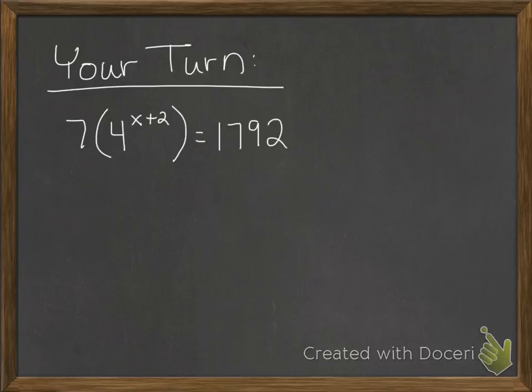Okay? So when you're solving it, first thing you're going to have to do is divide both sides by 7. And then, 1792 divided by 7 is 256, which you can change to a base of 4. 4 to the 4th power is 256, so that tells you that x plus 2 must be equal to 4, so therefore final answer, x equals 2.